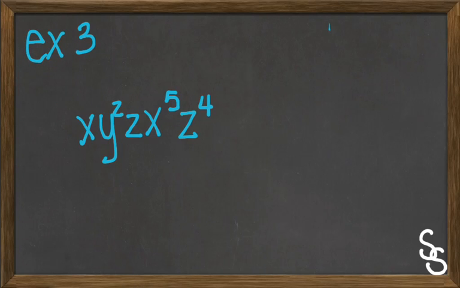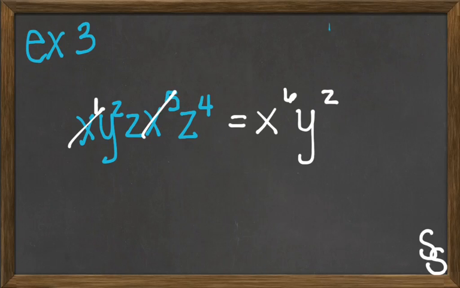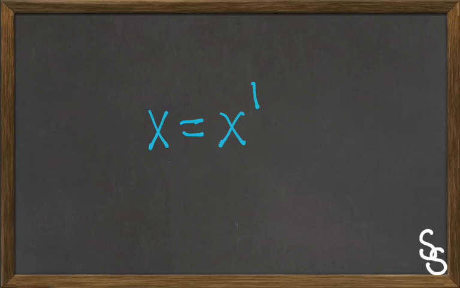One more example. So let's look at the x's here. We have x and then x to the 5th. This becomes x to the 6th power. There's an assumed 1 there. So taking care of the x's, here's our y. And then again, that z, you assume that it's to the 1st power, and that becomes z to the 5th power. So we've simplified this down to x to the 6th power, y squared, z to the 5th power.